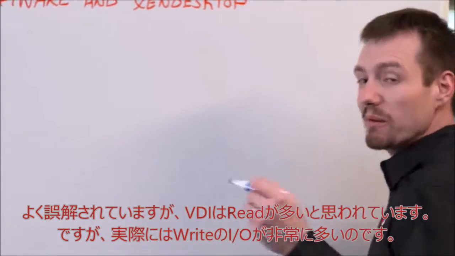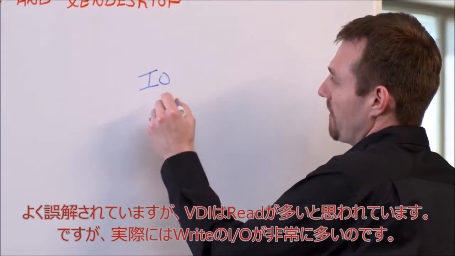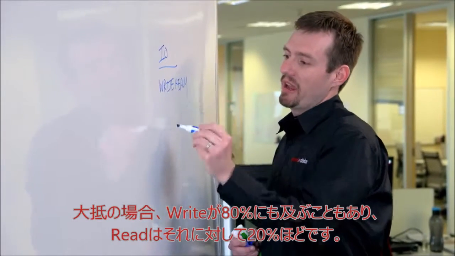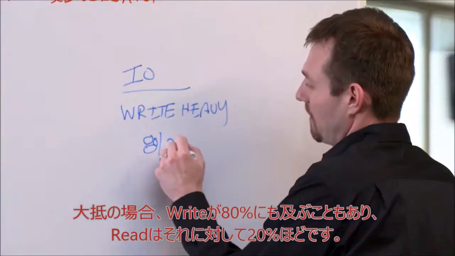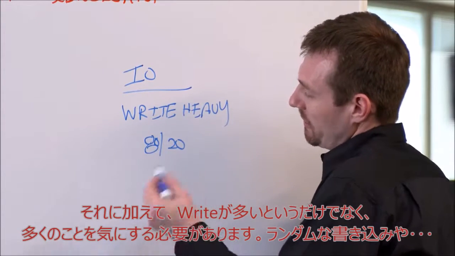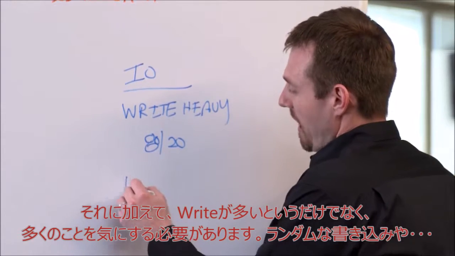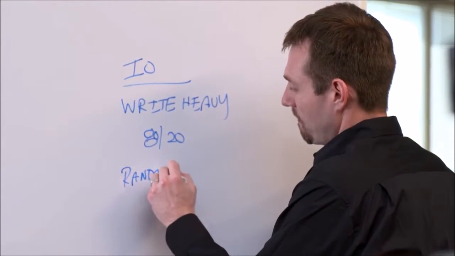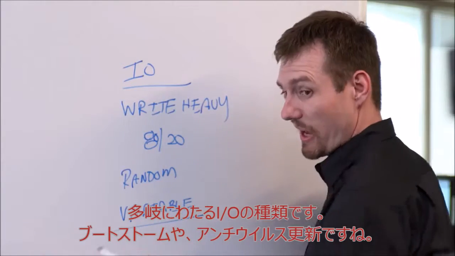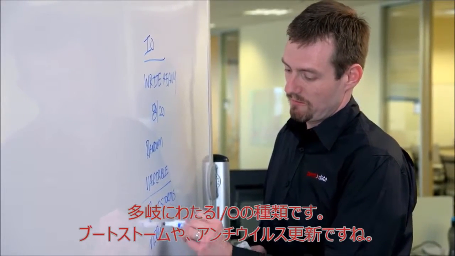So one common misconception is that VDI I/O is actually very read heavy. In fact, it's very write heavy. Typically, even as high as 80% writes versus 20% reads. In addition, not only is it very write heavy, but we also have lots of things to think about in terms of random writes and I/O variability. This includes things like, for example, boot storms and antivirus updates.